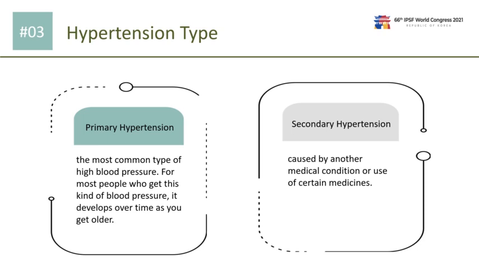There are 2 types of high blood pressure. Primary or essential hypertension is the most common type of high blood pressure. For most people who get this kind of blood pressure, it develops over time as you get older. Secondary hypertension is caused by another medical condition or use of certain medicines.